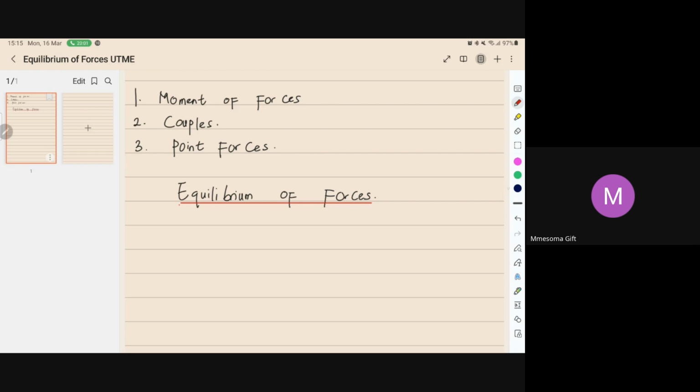So in simple terms, we can say that a body is in equilibrium if the algebraic sum of the forces acting on the object is zero. I want to assume that everybody on the call has a very good knowledge of vectors and resolution of vectors. That's the concept we are going to be using here.